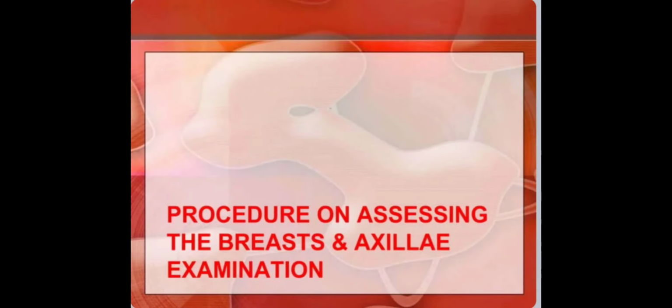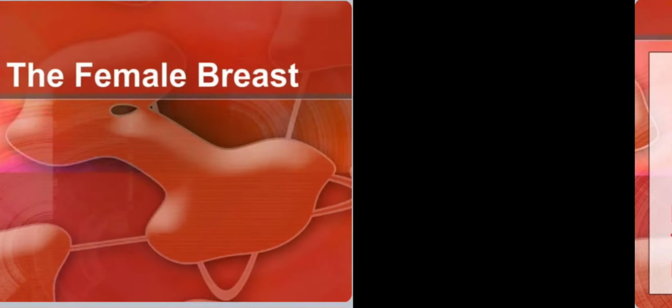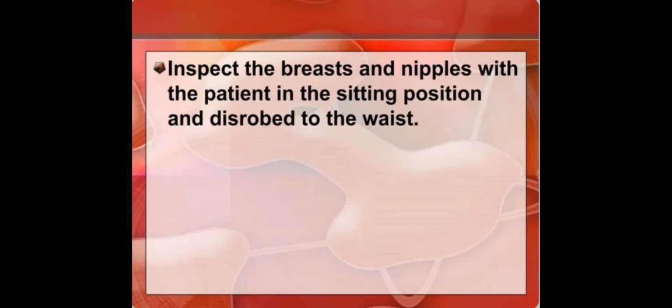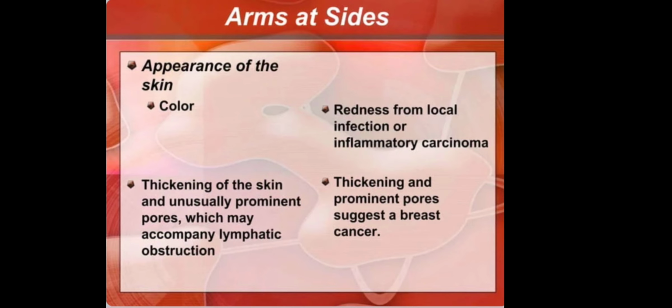So, what are the procedures on assessing the breast and axillae examination? So, first is inspection. Inspect the breast and nipples with the patient in a sitting position and disrobed to the waist. Sitting position mas pinakamaganda po, preferably yung sitting position, para po kasi makita talaga natin yung breast tissue. Pag kasi po naka-lie down or nakasupine po yung ating patient, lalo na po sa mga patient po na hindi kalakihan ang kanyang hinaharap, talaga pong mafa-flat yan siya. So, hindi mo ma-appreciate yung breast ng inyong patient.